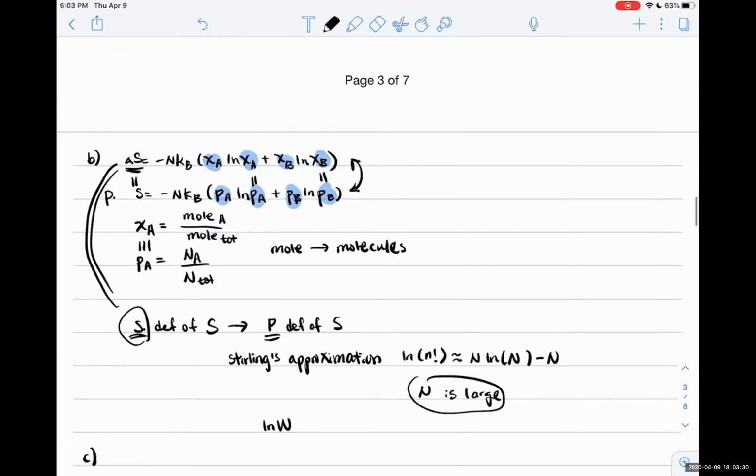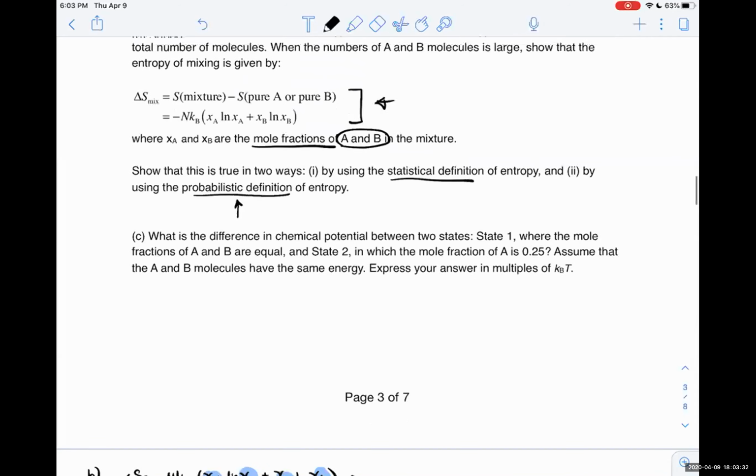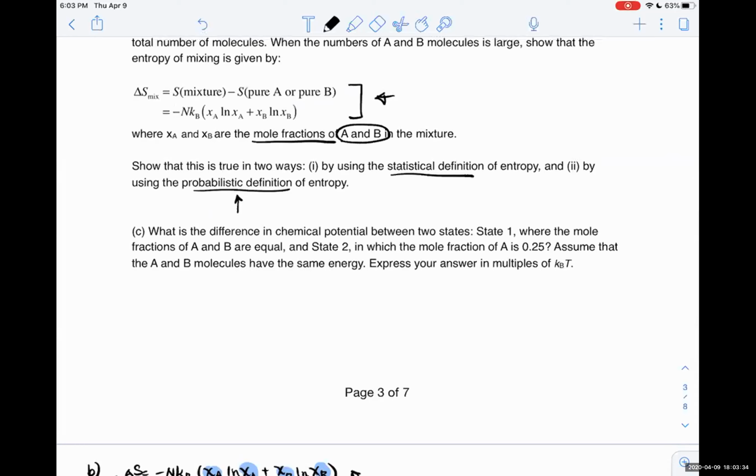Part C. In part C, we are asked to calculate the difference in chemical potential between state 1 and state 2. So we are moving from state 1 to state 2.